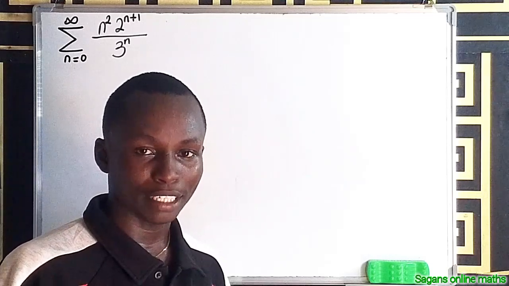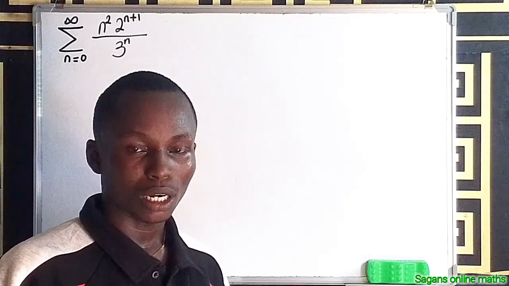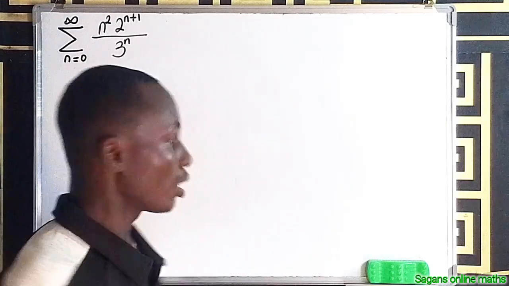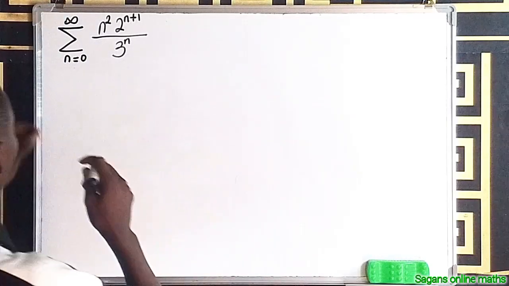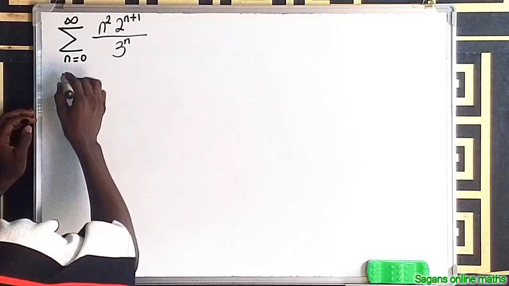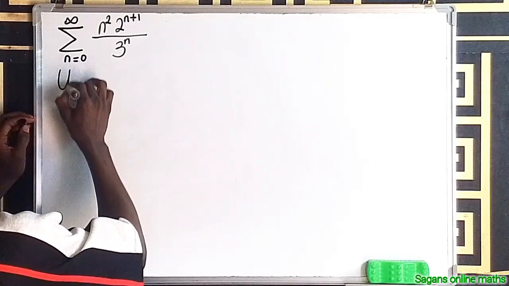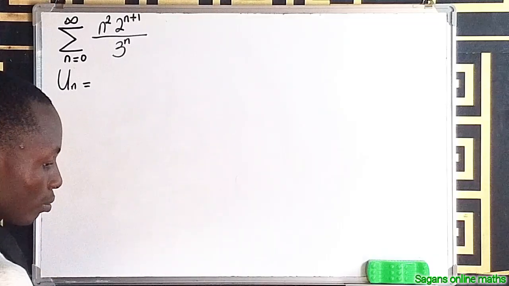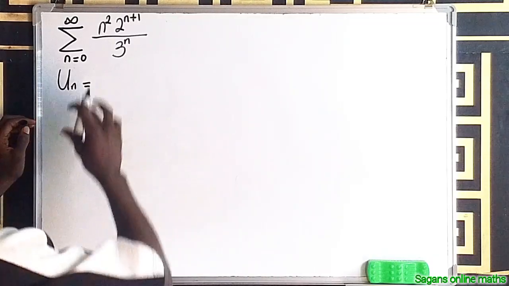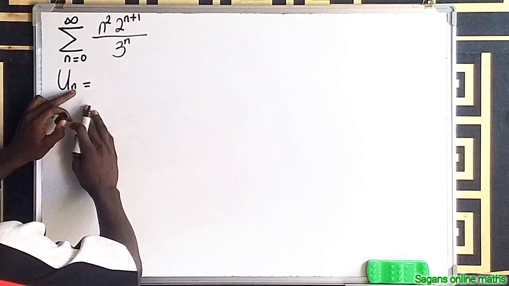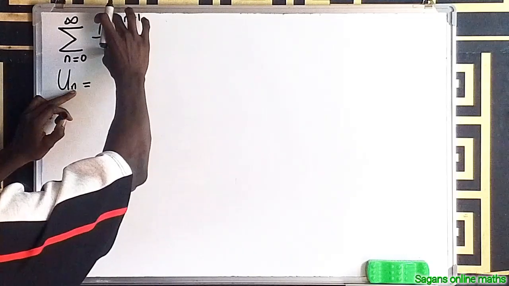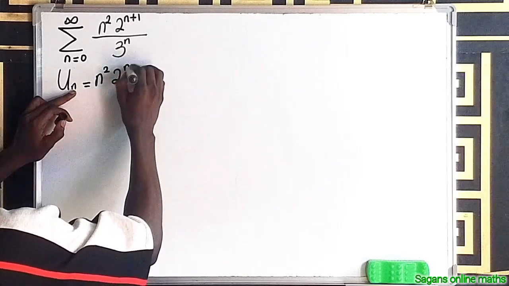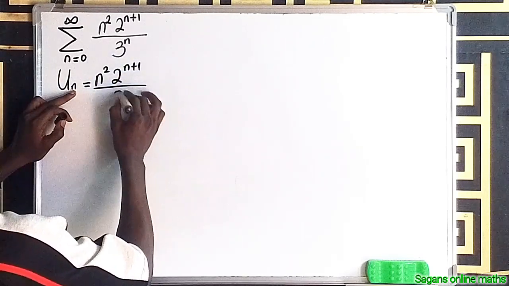When a series diverges, what does it mean? And when a series is inconclusive, what does it mean? First of all, I want you to understand that u n can represent a series. Now, this u n is the initial state of the term, which is n square multiplied by 2 raised to the power of n plus 1 divided by 3 to the power of n.